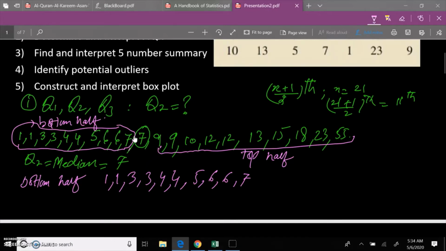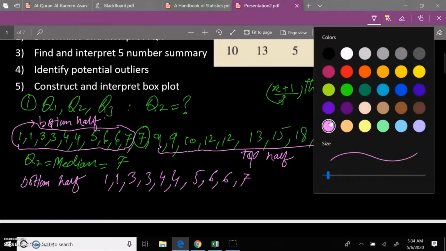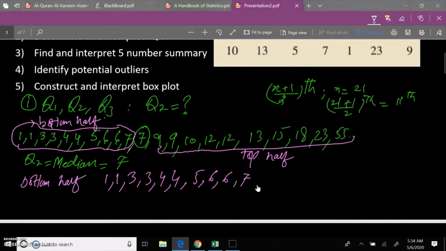But remember, as the number of observations is odd, and I told you in the previous lesson, if the number of observations is odd, we always include the median in both halves. So I'm going to write this 7 also. I'm going to include this median. Let me encircle it to show you that this is the median which I have included here. Remember this technique, it's very important to understand: if the number of observations is odd, we always include the median in both the bottom half and the top half. Okay, so how many observations are these?